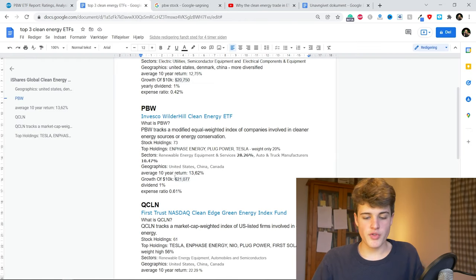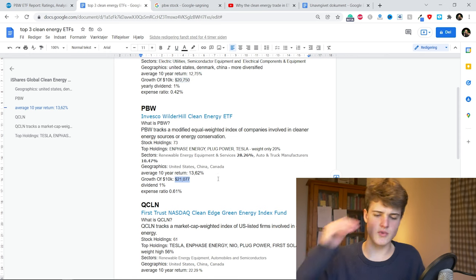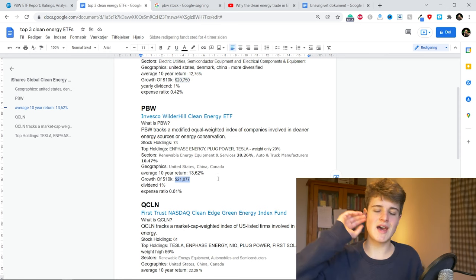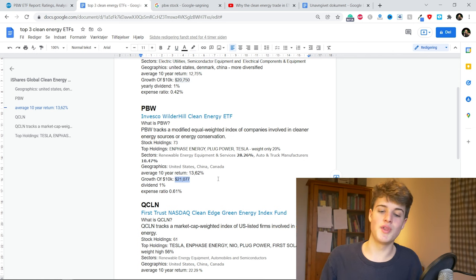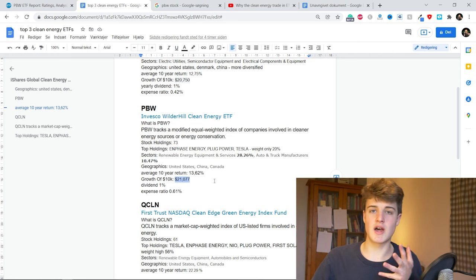But there are more things we have to look at. The average 10-year return is 13.62%. If you had invested 10K 10 years ago, that money would now be worth $21,000, which is a doubling of your money. So that's pretty good. But compared to the S&P, it's not that much greater, considering the amount of risk you actually take with an ETF like this, because it's high growth stocks that are a lot more volatile.